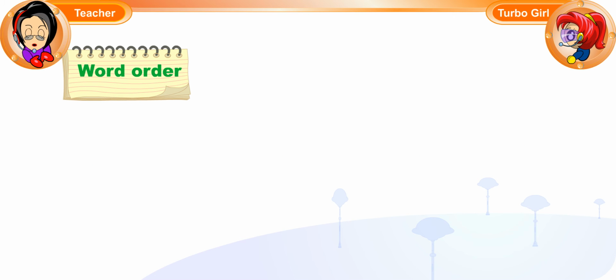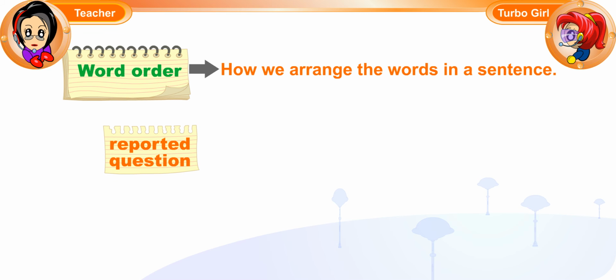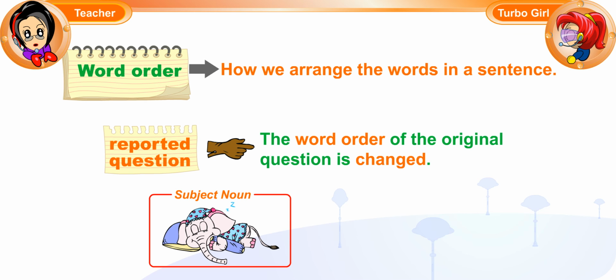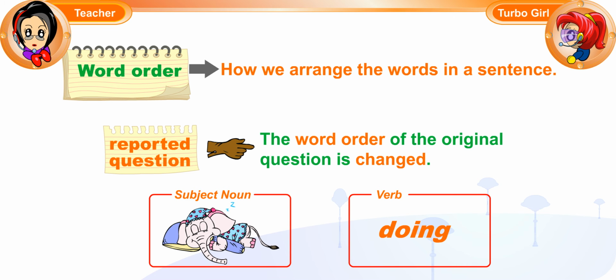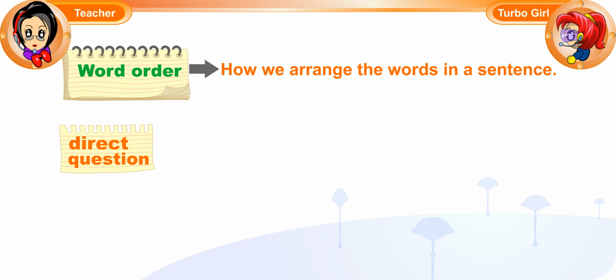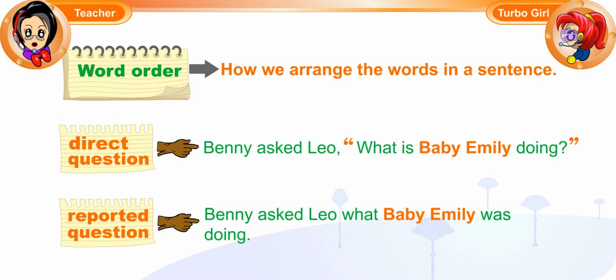2. Word order. Word order means how we arrange the words in a sentence. When we report questions, the word order of the original question is changed. The subject noun of the reported clause, baby Emily, is in front of the verb in reported questions. For example, in direct question, Benny asked Leo, "What is baby Emily doing?" In reported question, Benny asked Leo what baby Emily was doing.